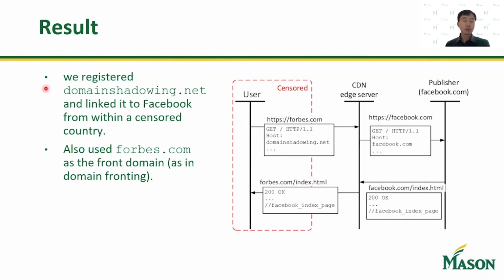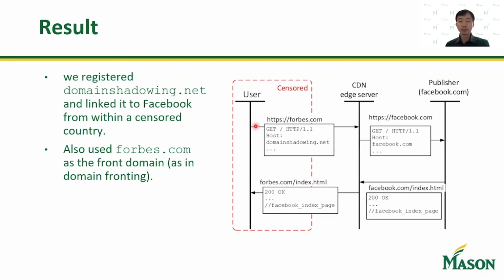So what we have done, we have registered a domain, which is domain-shadowing.net, and we have linked it to facebook.com. And we have tested from a censored country which blocks facebook.com. In our experiment, we also use the technique of domain fronting, and we have chosen forbis.com as a front domain. So here shows what we have done.